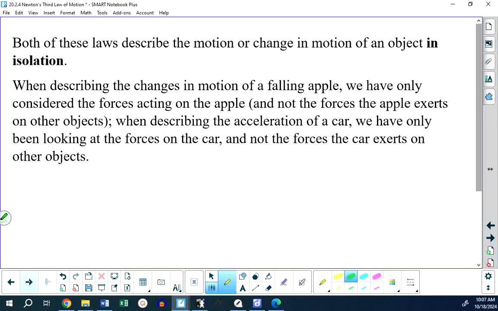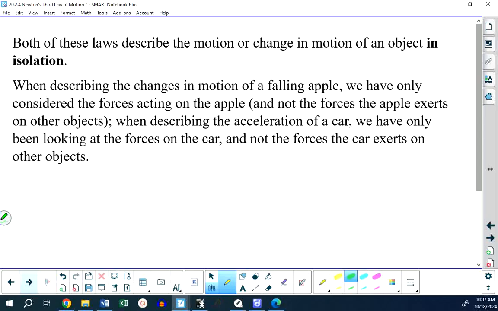Another example that I think makes more sense than the ones I have here. When describing the acceleration of the car, we've only been looking at the forces on the car, not the forces that the car exerts on its surroundings. A perfect example is this: when I'm playing baseball and somebody throws a pitch to me and I hit the ball, there's a collision between the bat and the ball. Would you agree the velocity of the ball changes?